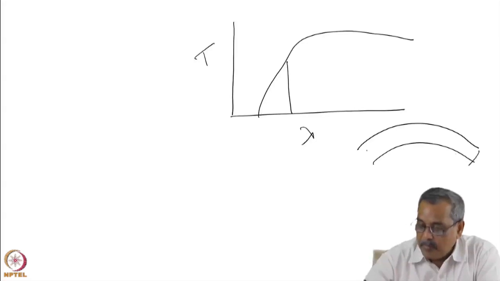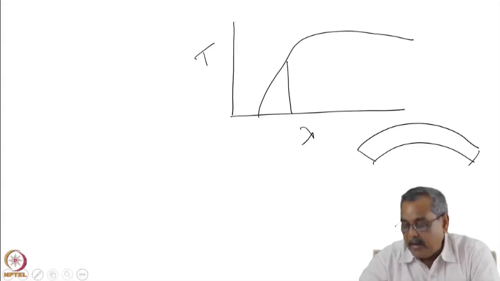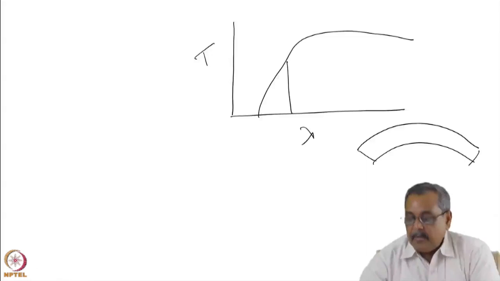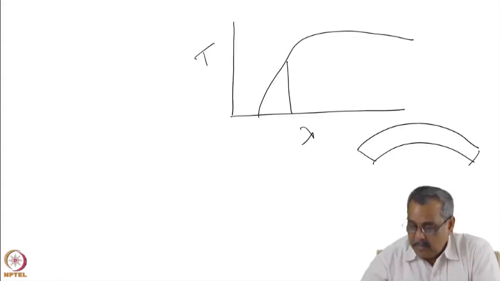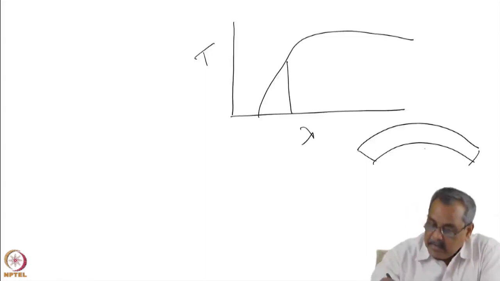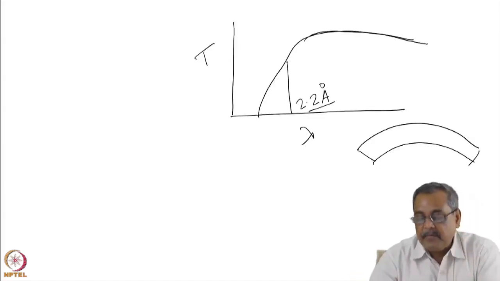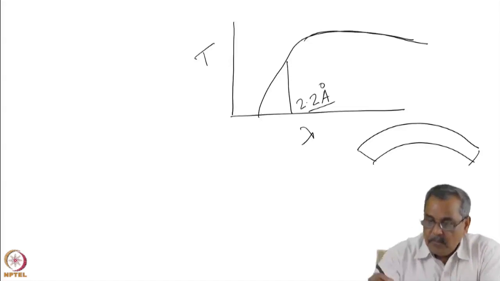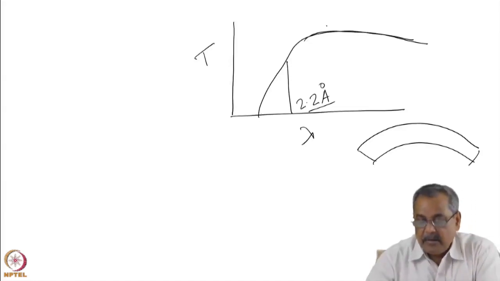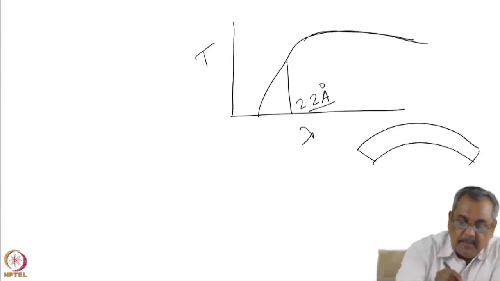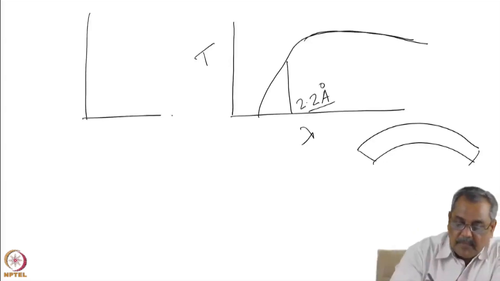I will stop here explaining why there is a cutoff, but this is because of the curve, the radius of curvature of the guide. In the guide on which this instrument is put, the cutoff is at 2.2 angstrom. So beyond that, I have a flat path. Now that means what the guide transmits.